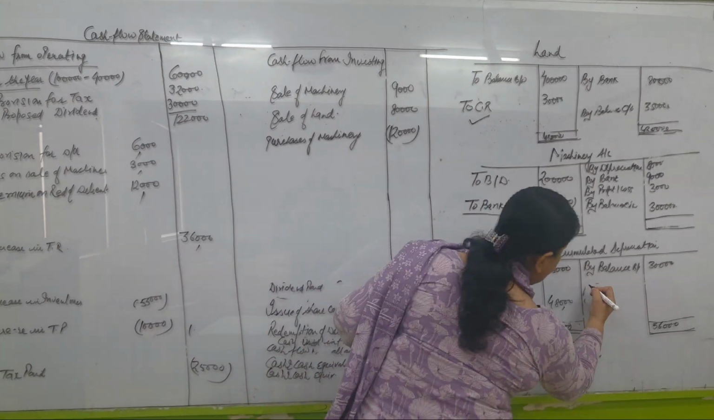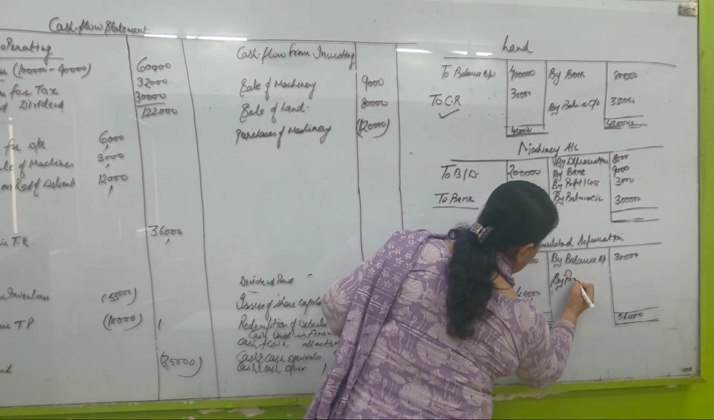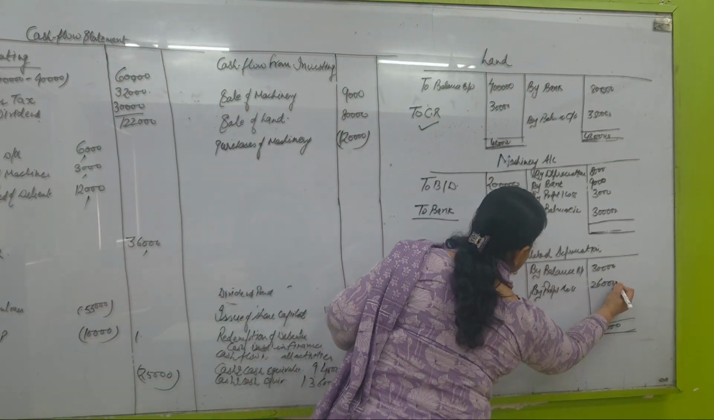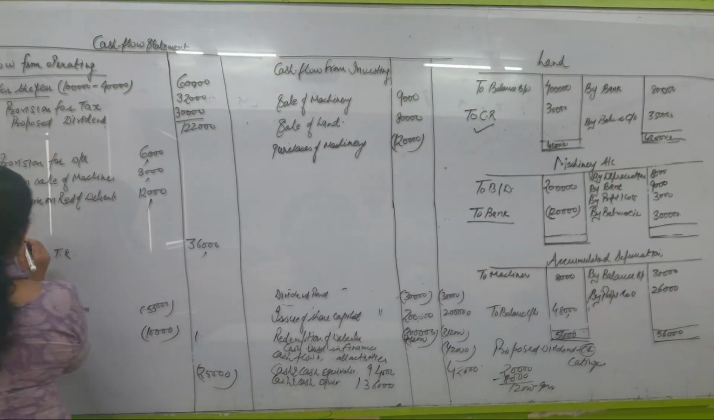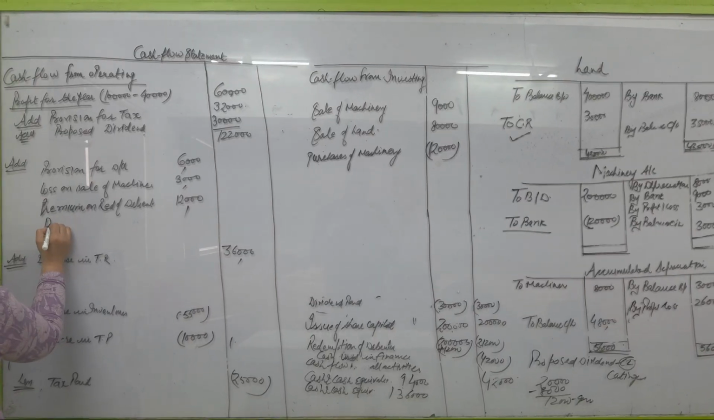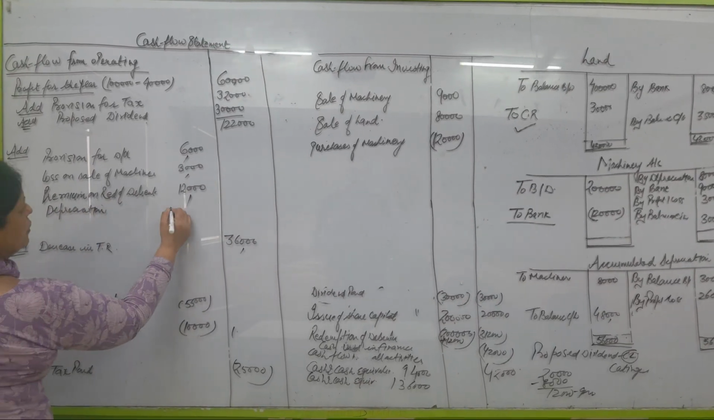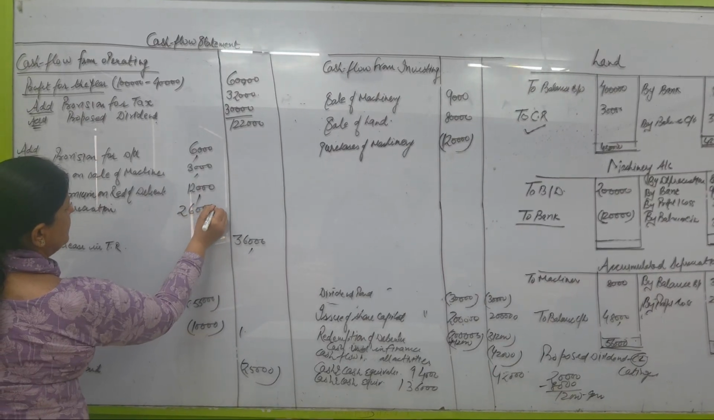Now close the depreciation account by profit and loss, 26,000. Depreciation 26,000.